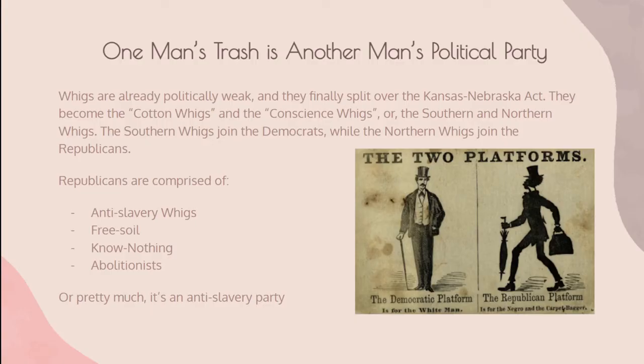The Southern Whigs join the Democrats, while the Northern Whigs join the Republicans, which is a newly forming party. The Republicans are the anti-slavery Whigs, as we just talked about earlier, the Free Soil Party, the Know Nothing Party, and the Abolitionists. Pretty much this is the anti-slavery party that we see.